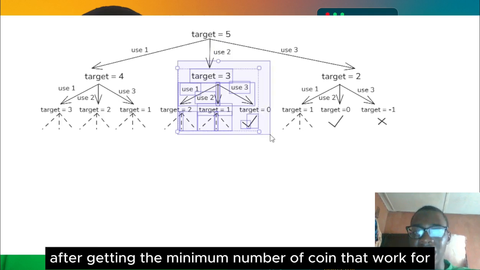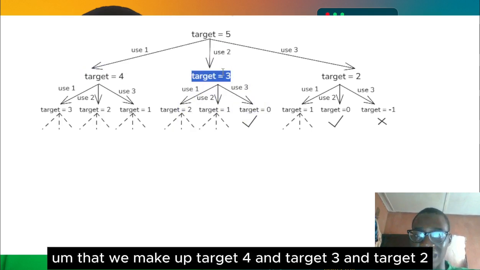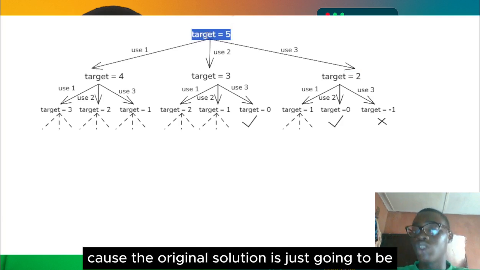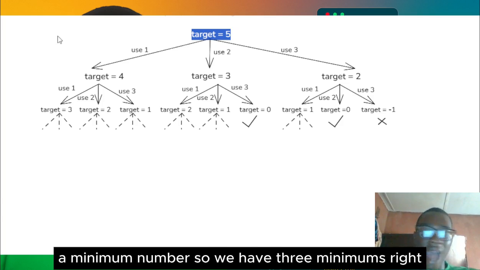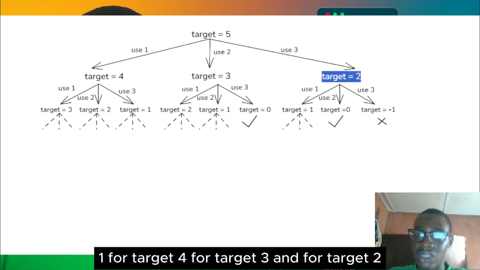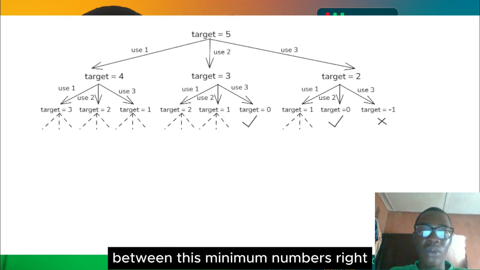So after getting the minimum number of coins that will make up target 4 and target 3 and target 2, to get the original solution, because the original solution is just going to be a number, right? A minimum number. So we have 3 minimums, right? The one for target 4, for target 3 and for target 2. Now what we are interested in is the minimum between these minimum numbers, right?